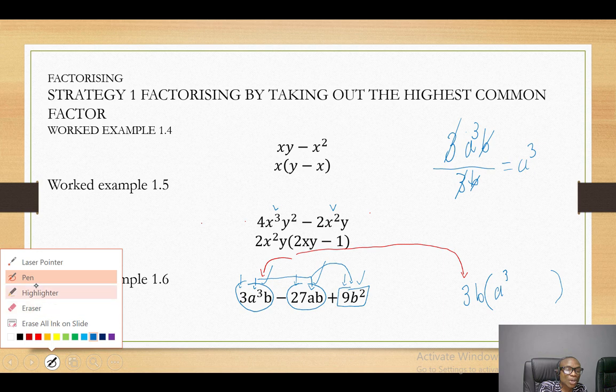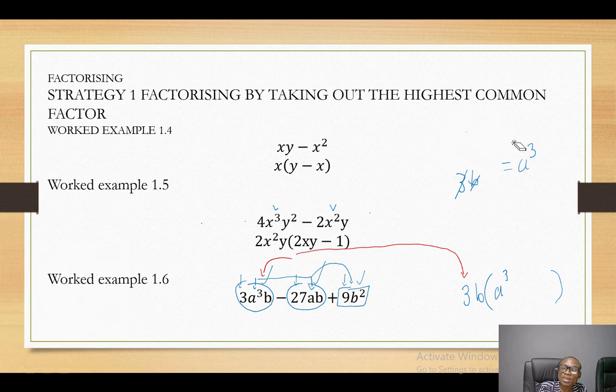Now you are going to take the second term, which is minus 27ab. You divide it by the common factor, 3b. You divide every term by the common factor. Minus 27 divided by 3 is minus 9. B divided by b, we're left with a. So it's minus 9a.